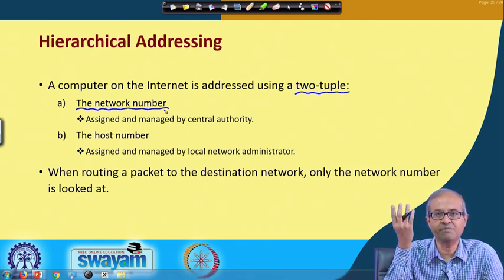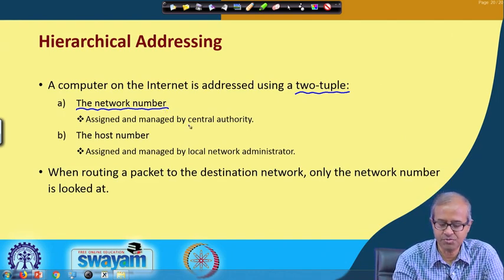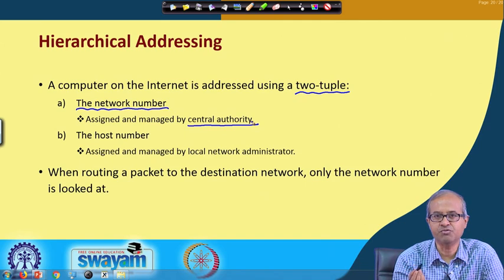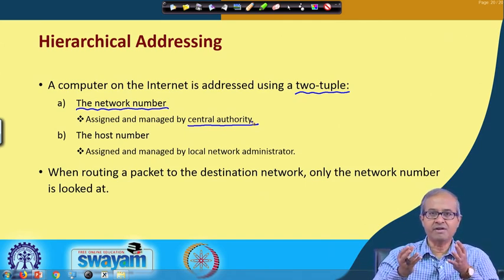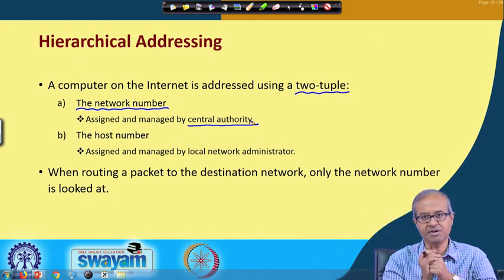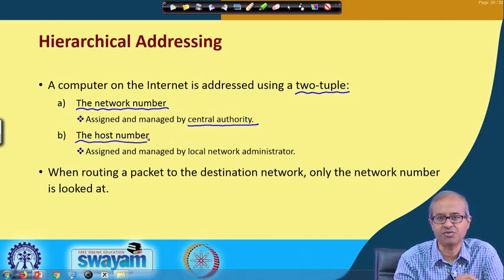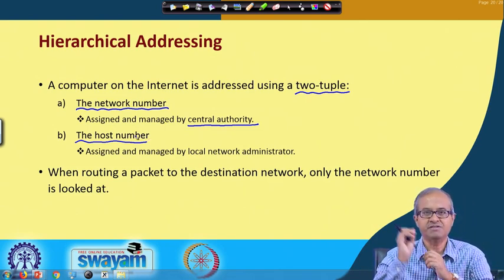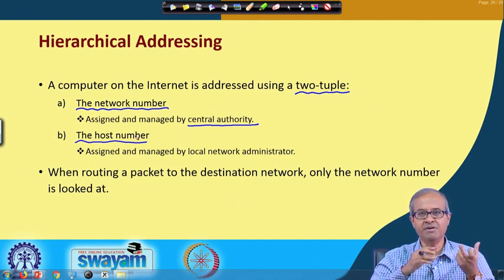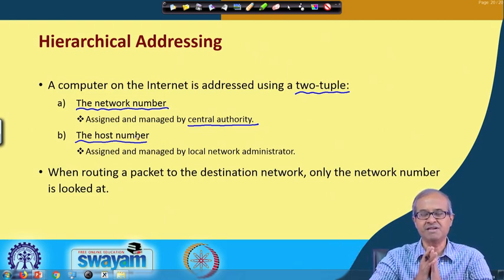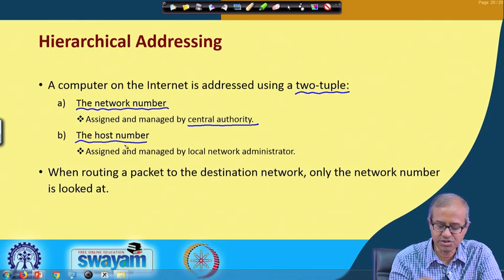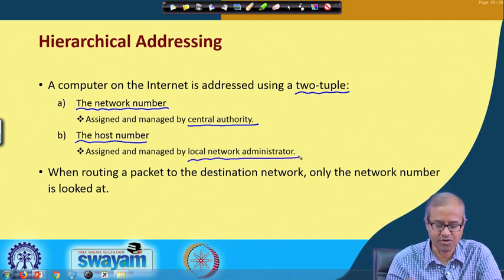So, this has to be done by some central authority which manages these network numbers, and whenever you require to set up a new network, they will give you a unique number. And the second part is the host number within that network. This of course can be managed by the local authority. Suppose in your organization you have a unique network number, but inside you have 1000 computers. You can number them 1, 2, 3, 4, 5, 6 up to 1000. That is up to your local administrator to manage that numbering. So, the host numbering can be done by the local network administrator.